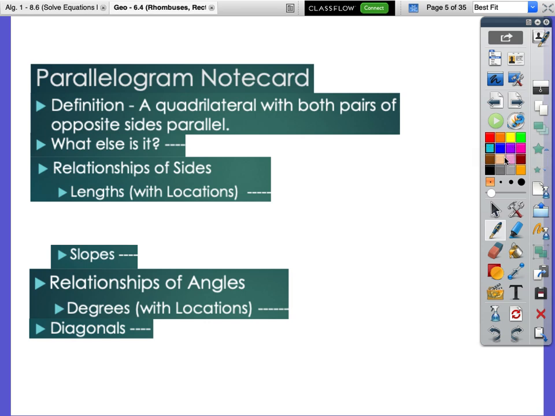Now, this might be a lot to write in this space. So one thing you can do is shorten quadrilateral to quad. With, you can make W and a slash. That's kind of a universal abbreviation for width, I mean with. Opposite, you can make OPP. Parallel, you can do the two slashes. So there are all sorts of ways to shorten this so you can fit it all on one line.